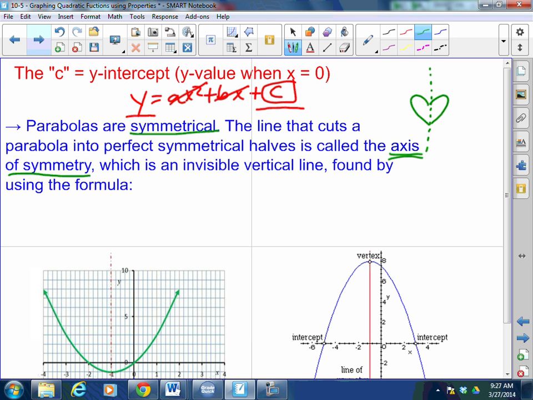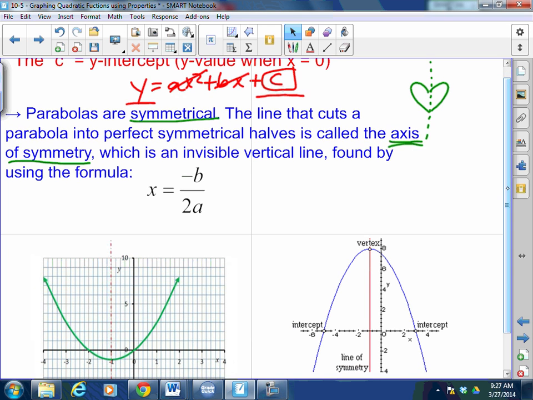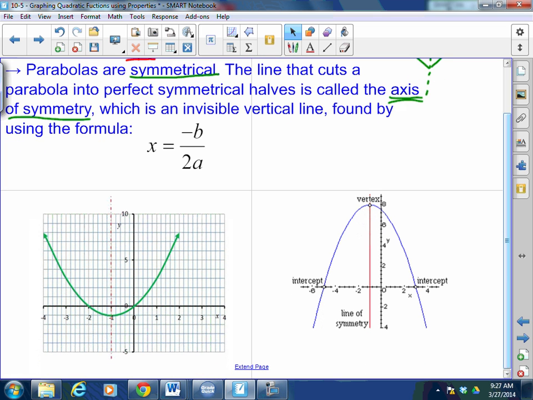of symmetry, which is an invisible vertical line found by using the formula negative b over 2a. So you take the value of the b, negative b, and divide it by 2 times the a value. When you get the axis of symmetry, like I said, it is an invisible line. So when we create the axis of symmetry, it's a dashed line. This line does not really exist. It is only here to help us graph.